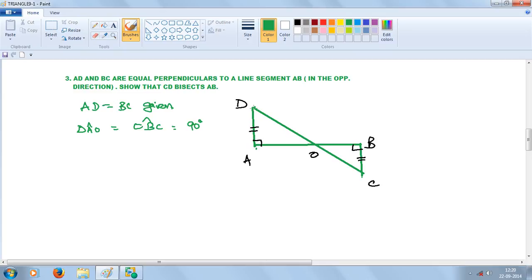So now join this DC. What about these two angles? They are just opposite angles. Angle DOA is equal to angle BOC, opposite angles. So what he says, show that CD bisects AB. So bisects AB means to prove that AO is equal to OB.